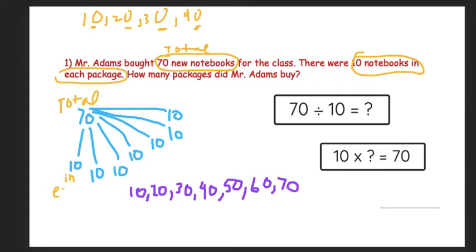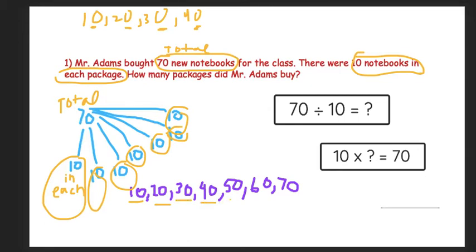So you would essentially keep on adding 10, 10, 10 in each, making groups of 10 until you get up to 70. So 10, 20, 30, 40, 50, 60, 70. And the division equation that would match it is 70 divided by 10 equals blank. And that blank will answer this question.